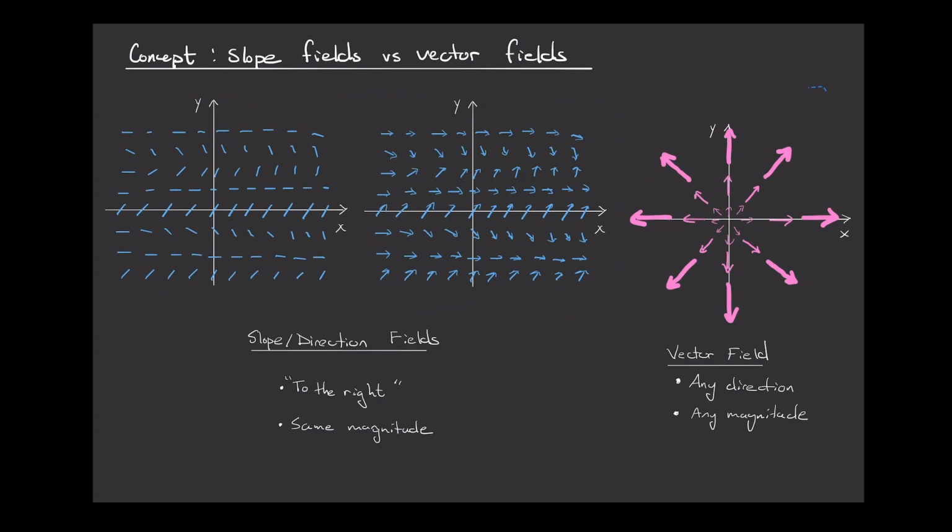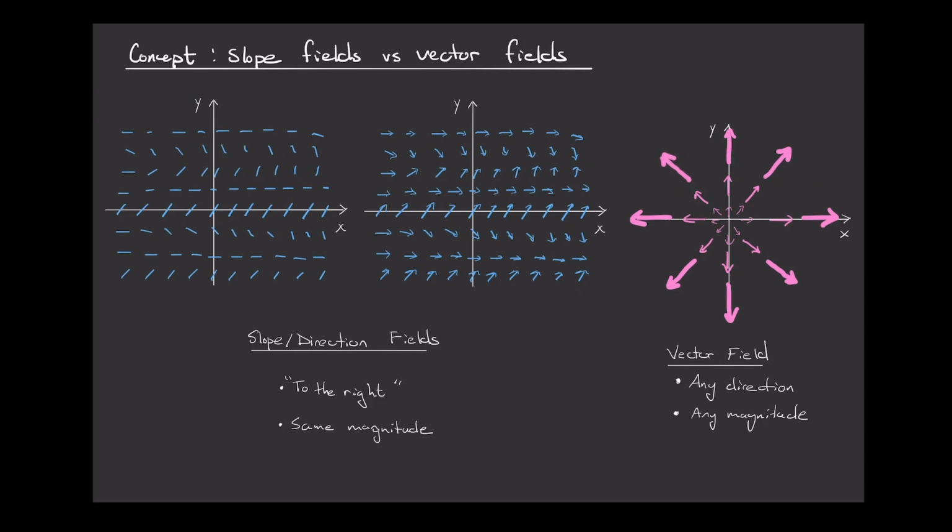Compare that to a vector field. What is the difference between the two? In the case of a direction field or a slope field, the arrowheads will always point to the right. These can be left off, shown as just small dashes like so, because we know the arrows will always point to the right. On the other hand, if we look at a vector field, we have arrows that can point to the left.